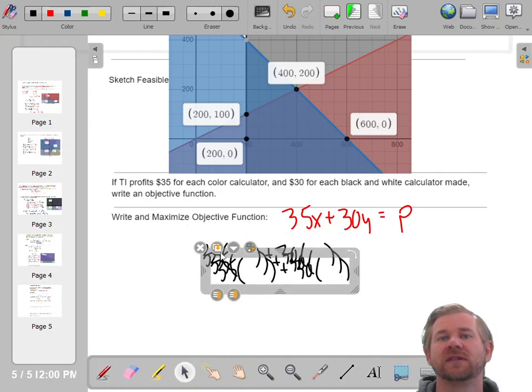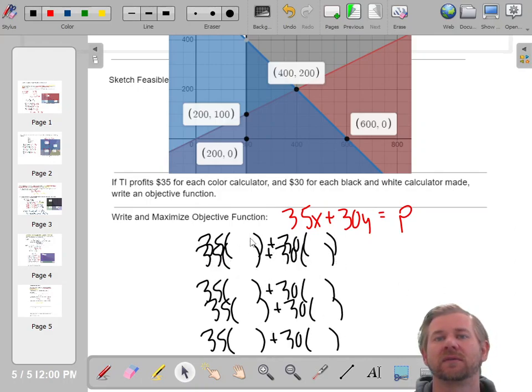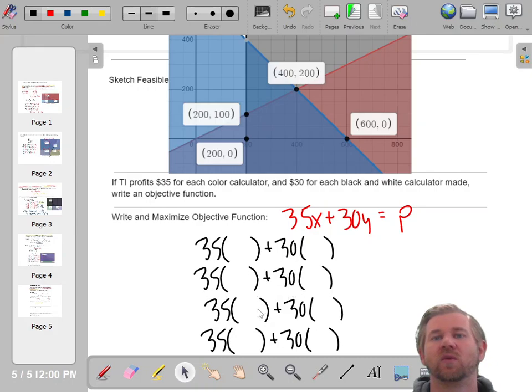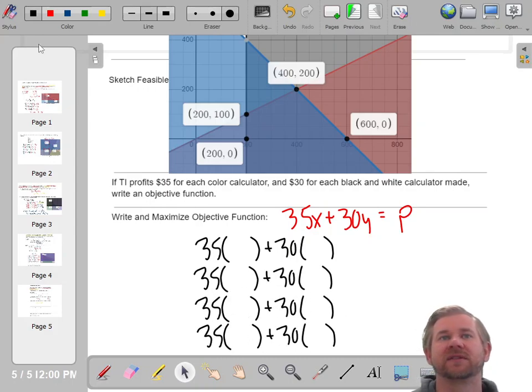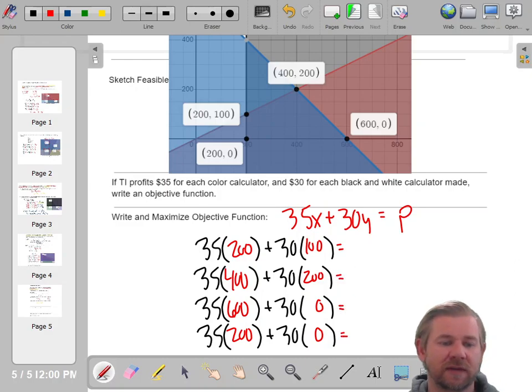There's 4 vertices. Okay. We'll plug in each of those ordered pairs. Doesn't matter what order you do it in. 200, 100; 400, 200; 600, 0; 200, 0. So I'm going to use a calculator for these, and I'll just start to type them all in.